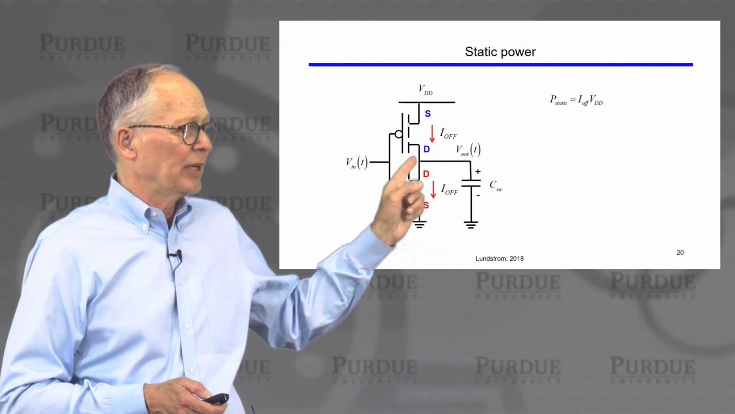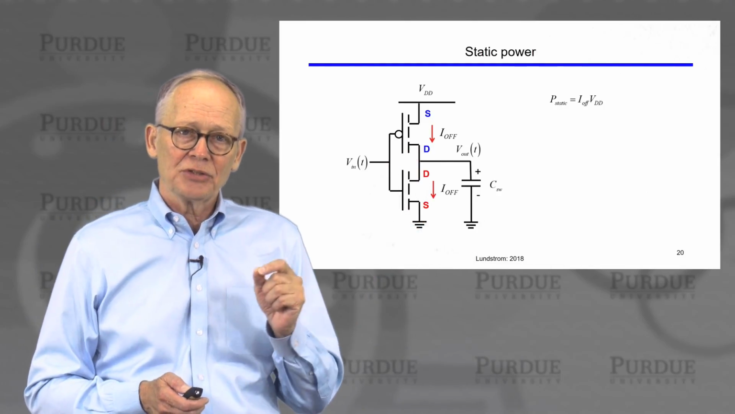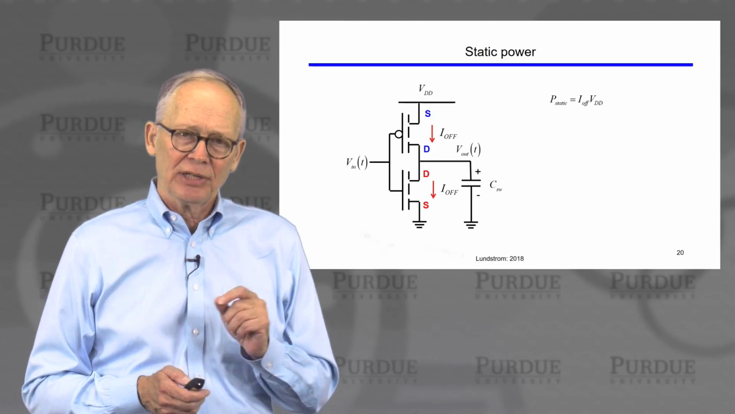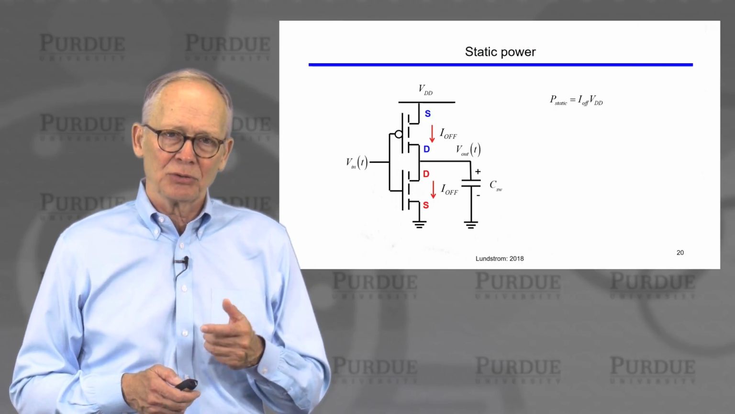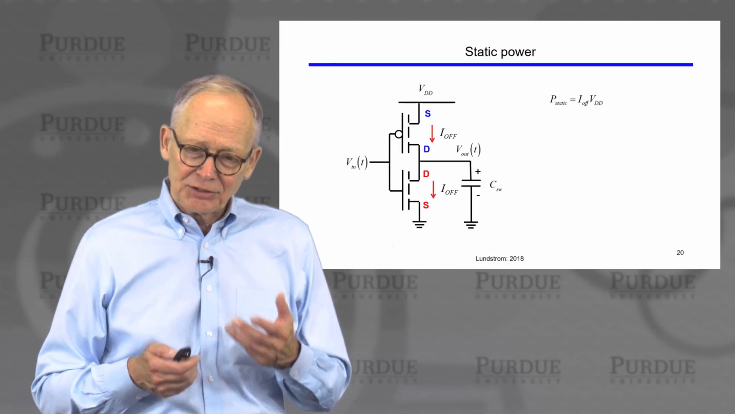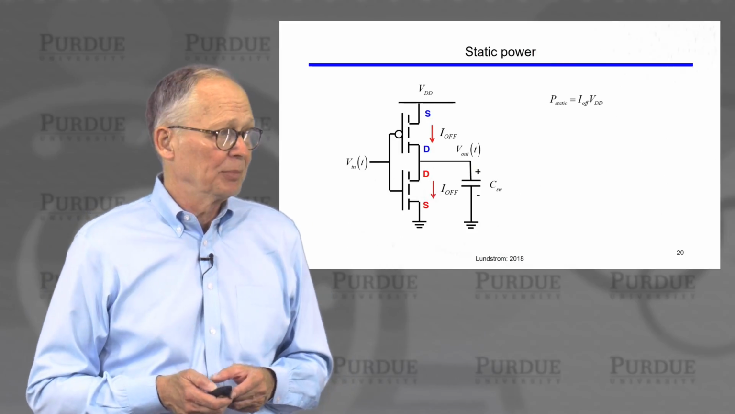If we either have a 0 or a 1 on the input, one of the two transistors is open circuited, but some leakage current flows. As transistors have gotten smaller and smaller over the years, these leakage currents have increased. They're still small, but when we have billions of transistors on a chip, they can add up.